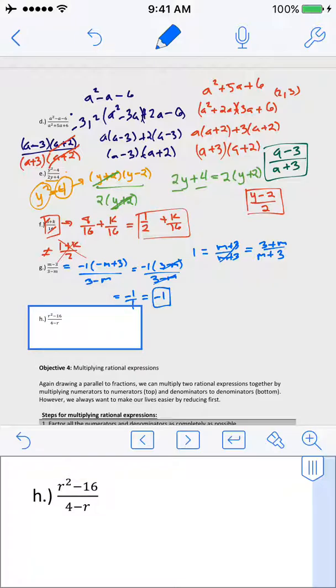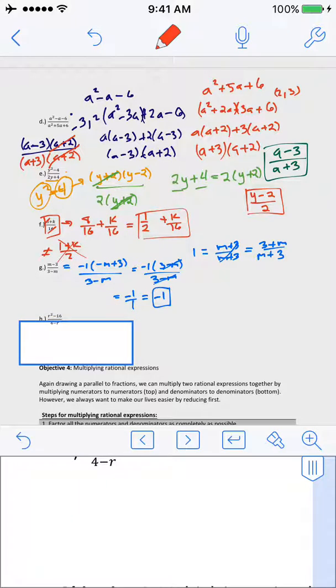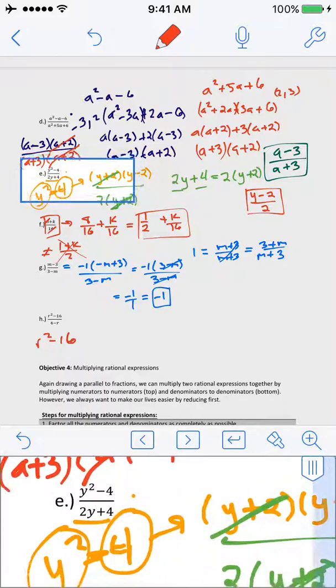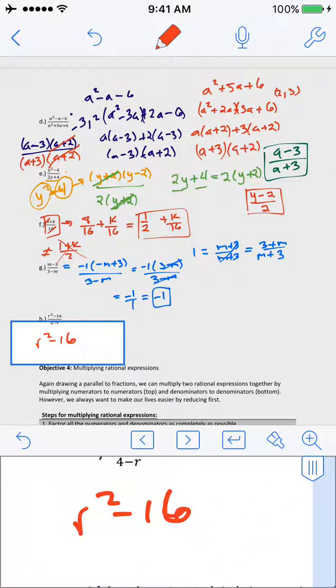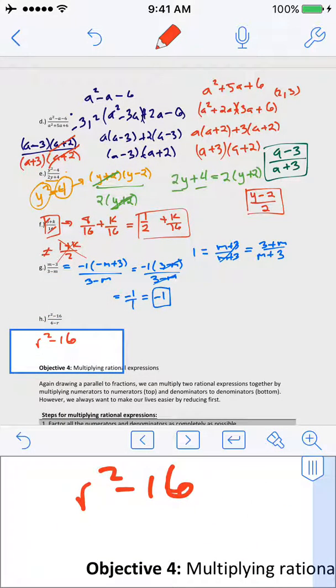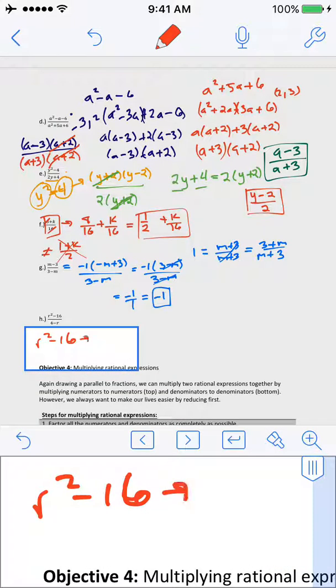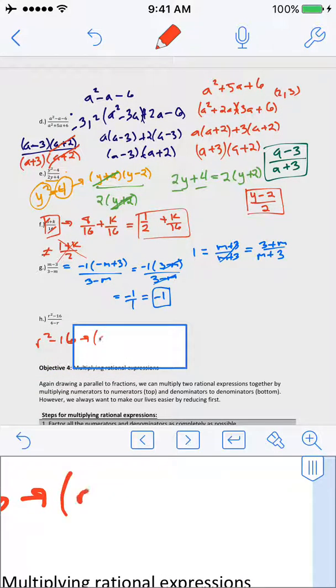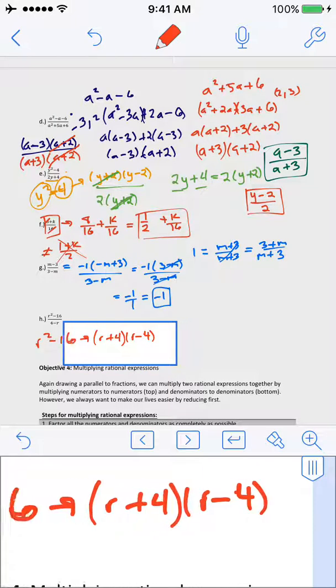Let's do one more, last one. Last one for section 7.0a. I've got r squared minus 16 over 4 minus r. Let's, again, start with the numerator. R squared minus 16. Very similar to what we saw with that problem with the y's. I've got a square, they're being subtracted, it's difference of squares. So I know this factors down into r plus 4, r minus 4.